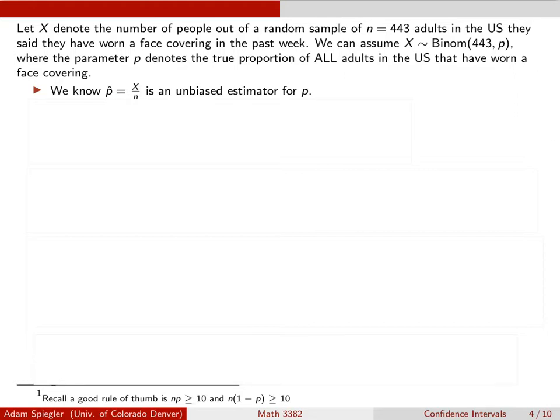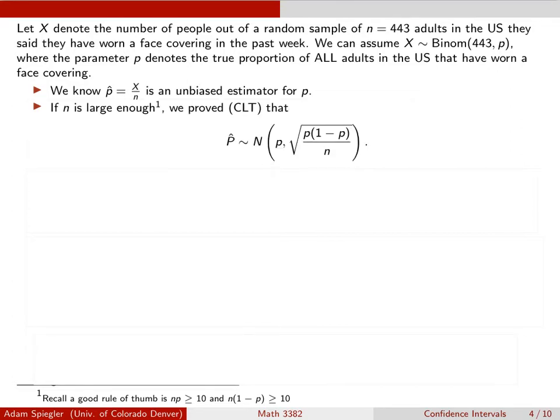But of course, we don't know how much off p hat is from the actual value of p. So we know it should be close, but for different samples, we're going to get slightly different values for p hat. So how can we factor that into our estimate? We've done bootstrapping to estimate the variability from the sampling process. We've also talked about the central limit theorem for a proportion.